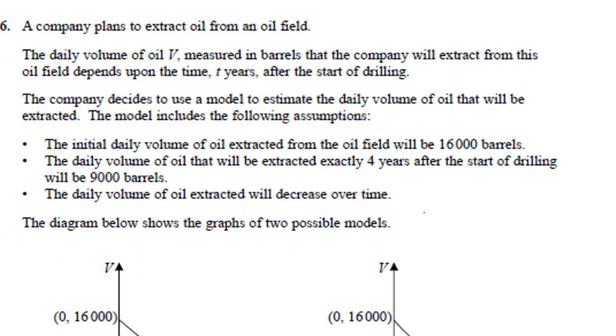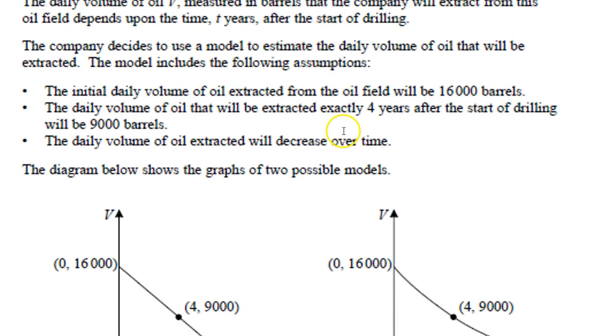This is the question: a company plans to extract oil from an oil field, and the daily volume of oil V, measured in barrels, that the company will extract depends upon the time T years after the start of drilling. The company decides to use a model to estimate the daily volume of oil that will be extracted, and the model includes the following assumptions: the initial daily volume of oil extracted from the oil field will be 16,000 barrels, and the daily volume of oil that will be extracted exactly 4 years after the start of drilling will be 9,000 barrels, and the daily volume of oil extracted will decrease over time.